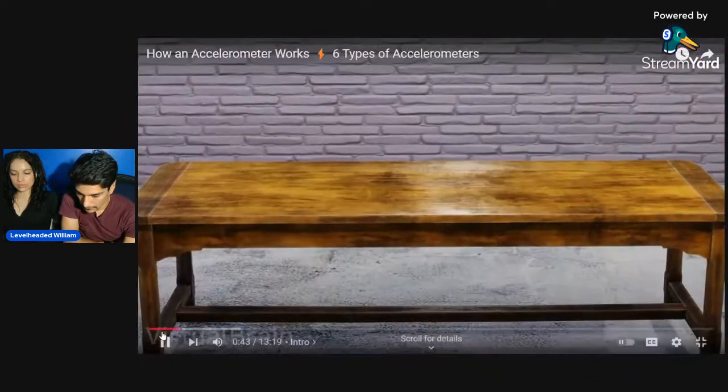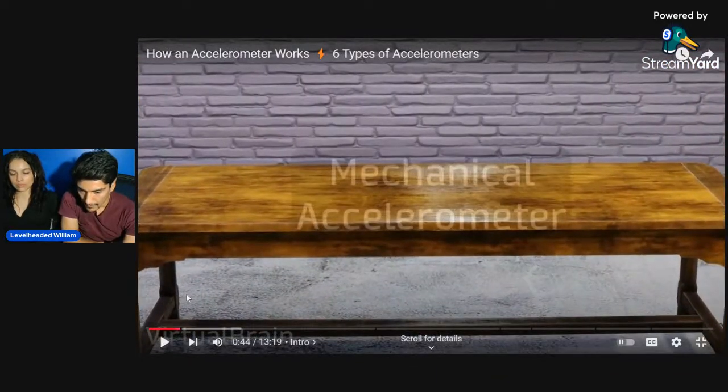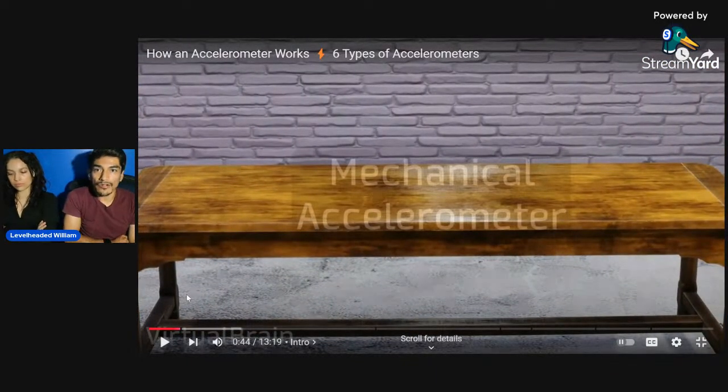So right from the start, an accelerometer is a device that detects acceleration. If you attach an accelerometer to an object and that object accelerates, then the accelerometer is going to detect that acceleration. Again, an accelerometer is simply a device that detects acceleration.